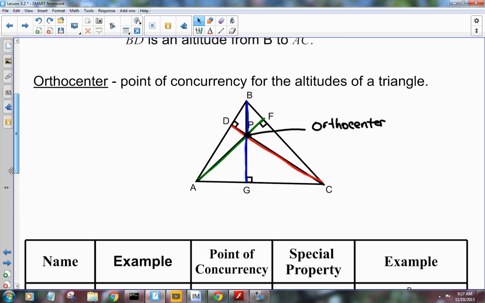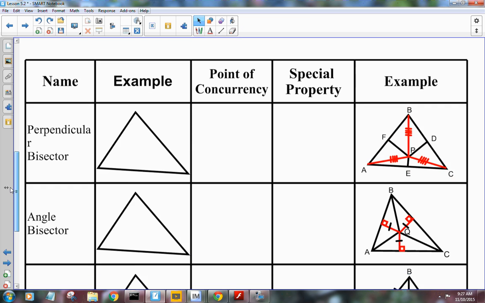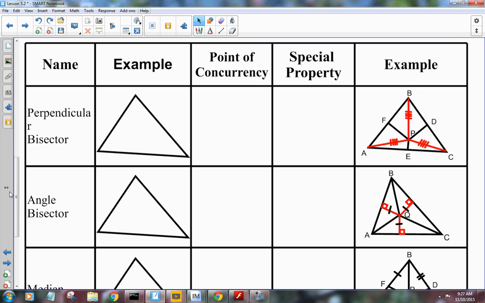Alright, so let's put all 4 of these together. Okay, so the first one we talked about was a perpendicular bisector. Okay, just a few minutes ago we said that a perpendicular bisector does what to a segment?